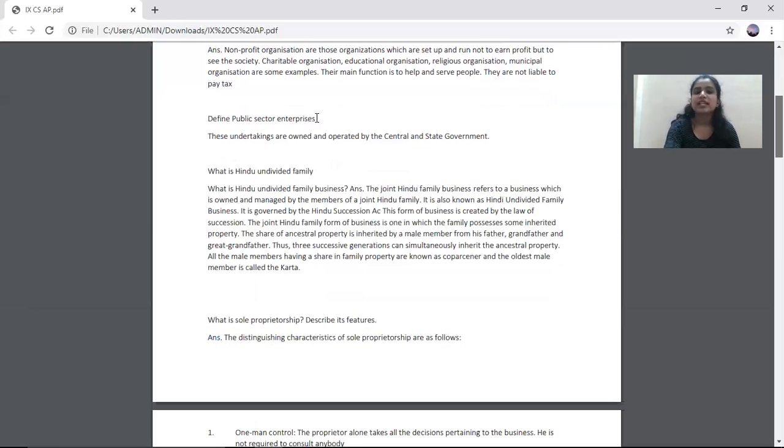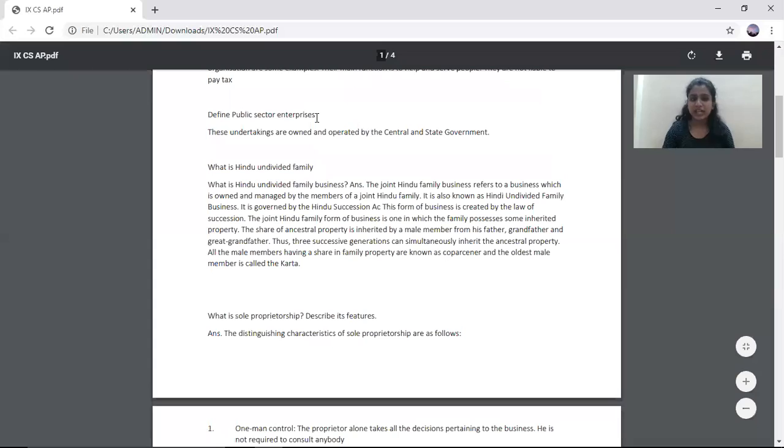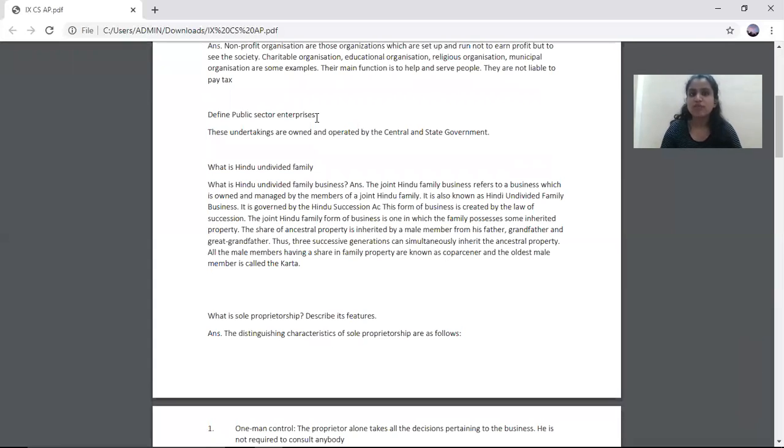Now, define public sector enterprises. You have to write the answer. You have to write the definition of public sector enterprises, right? Now, what are public sector enterprises?